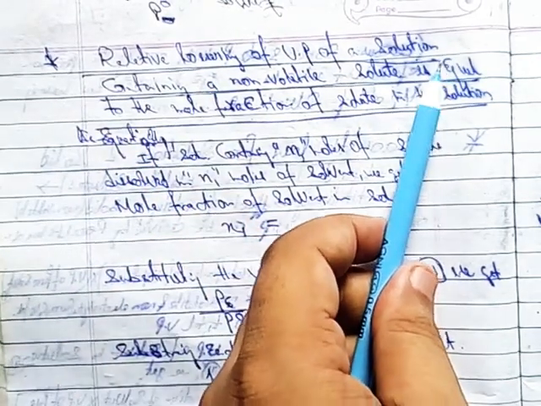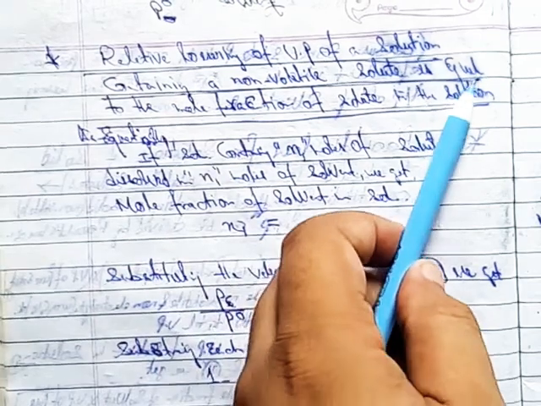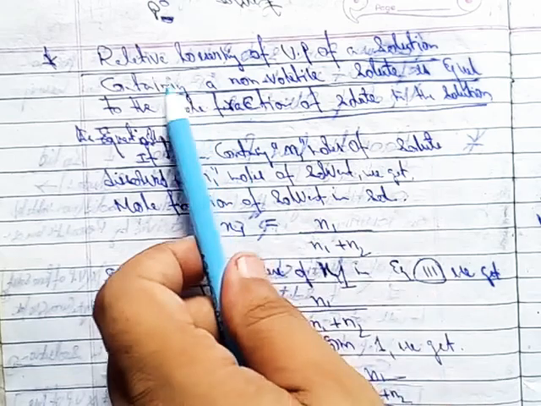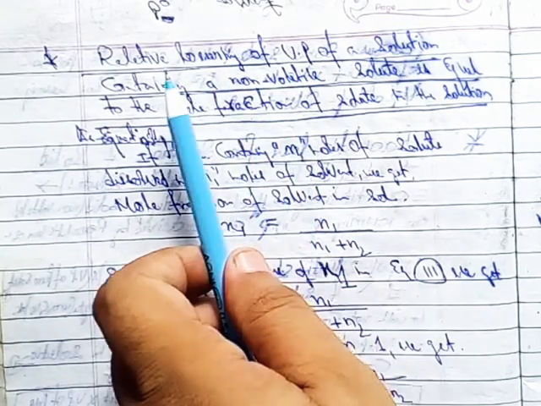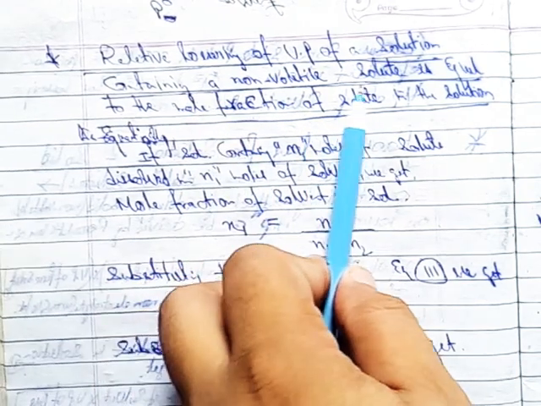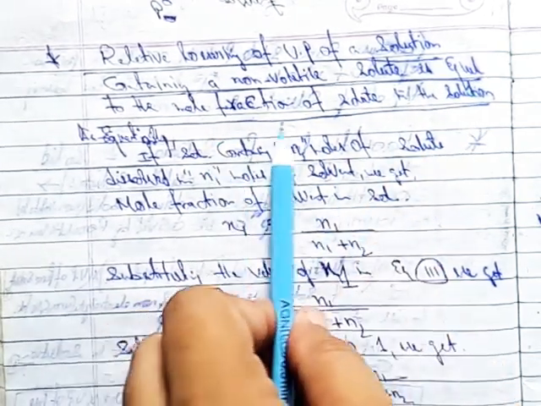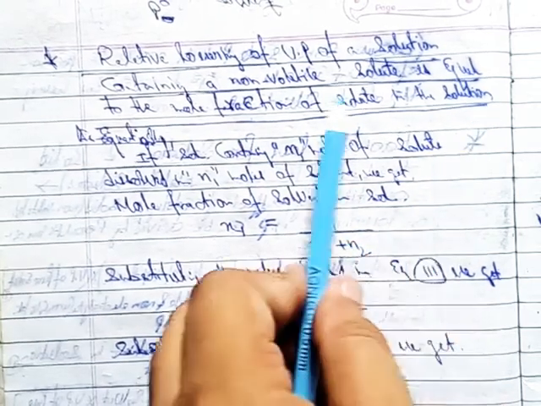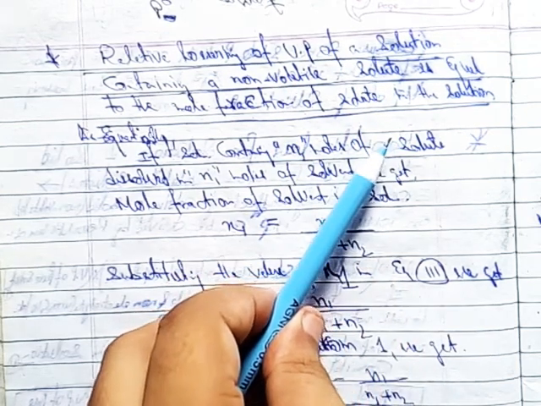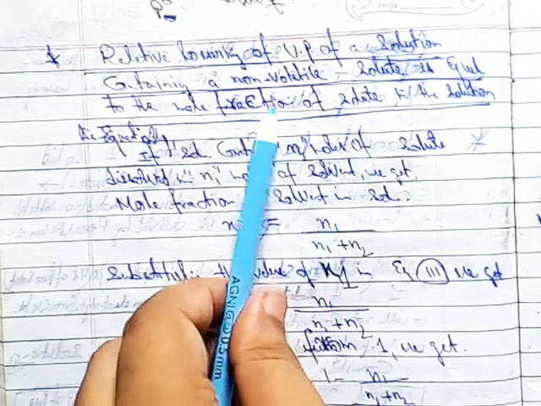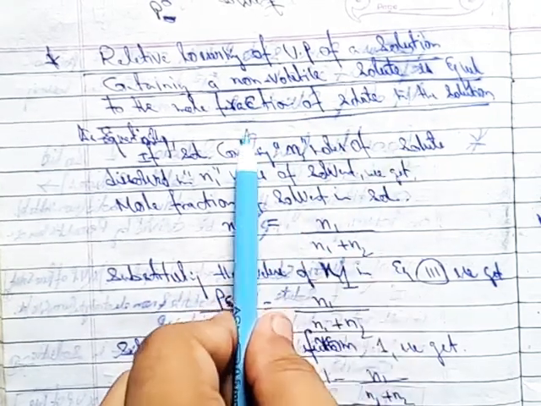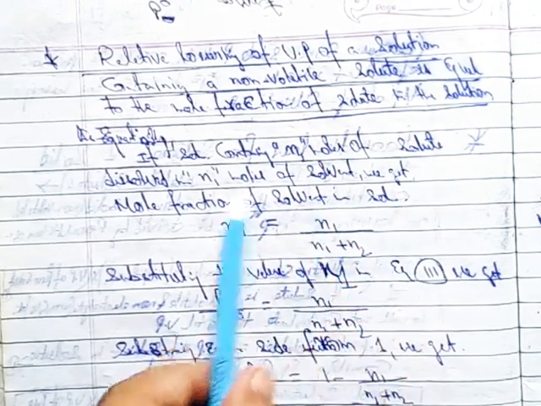The relative lowering of vapor pressure of a solution containing a non-volatile solute is equal to the mole fraction of solute in the solution. So again, for the solute, we consider why the vapor pressure gets lower. How much non-volatile solute is present, that much relative lowering of vapor pressure will be seen. So the relative lowering of vapor pressure depends on the mole fraction of solute in the solution.